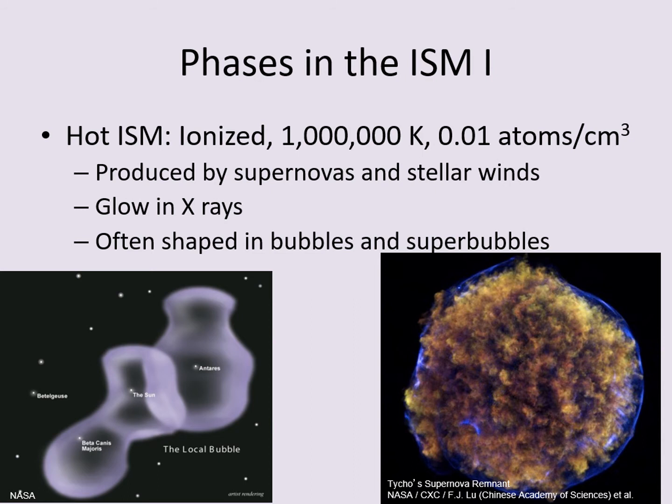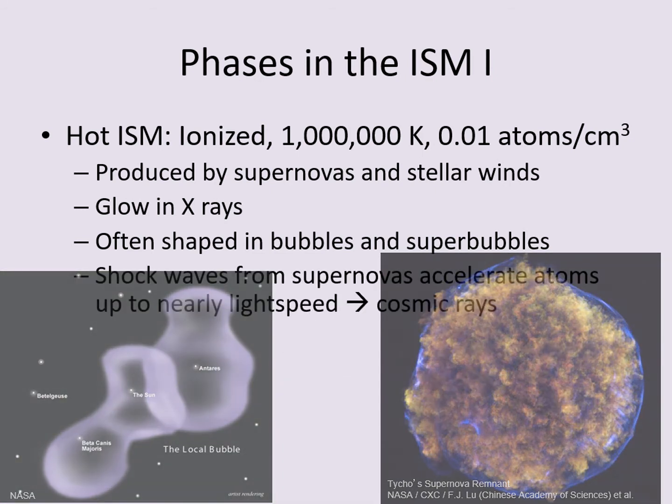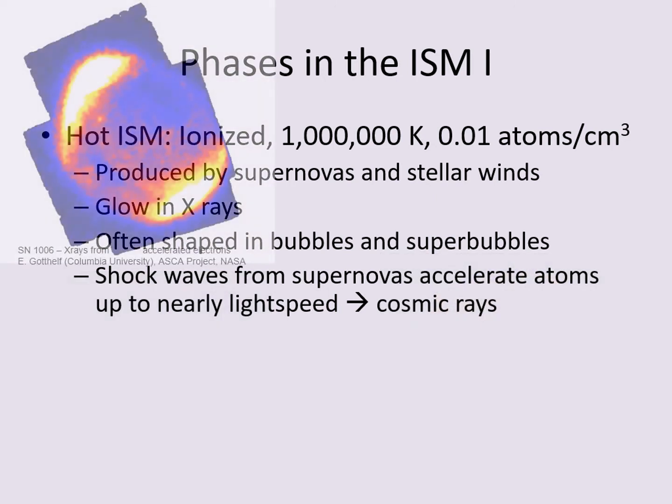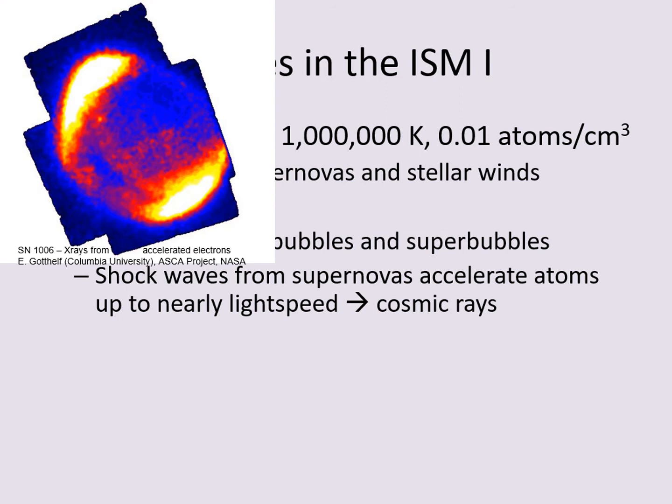The hot ISM is also the source of an important process, the formation of cosmic rays. When a supernova explodes, shock waves along the edge of the hot ISM crash into the surrounding gas. This can accelerate ionized atoms up to nearly the speed of light. When these relativistic ions crash into the Earth's atmosphere, we call them cosmic rays, and they give us clues about what's going on in the hot ISM.